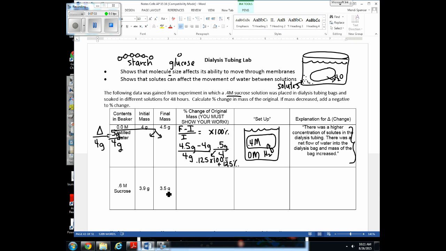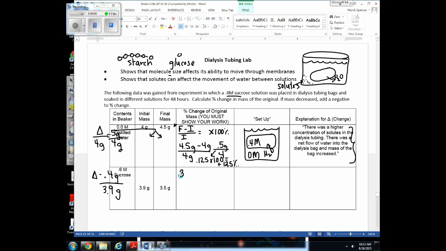So let's look at the next example. And we have a change, and it looks like it's dropping 0.4 grams. So our change is 0.4 grams, and it's decreasing, so let's put a negative in front of it. The original mass is 3.9 grams, so we times by 100, and that's going to give us our negative percent change in mass. So let's solve that just using this equation right here.